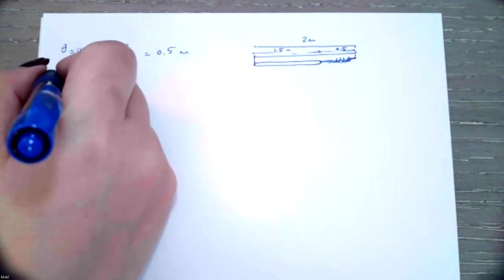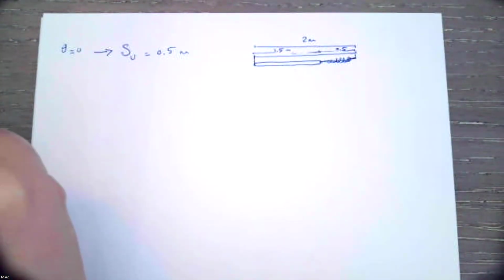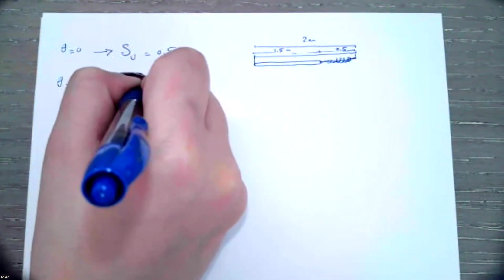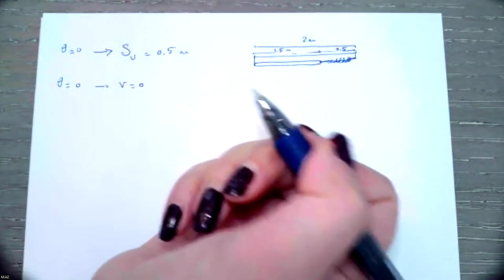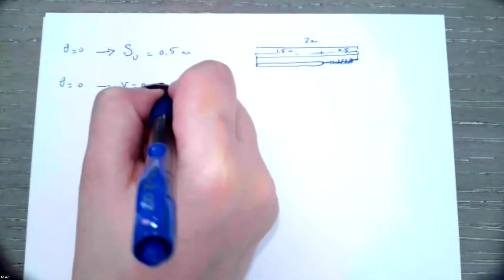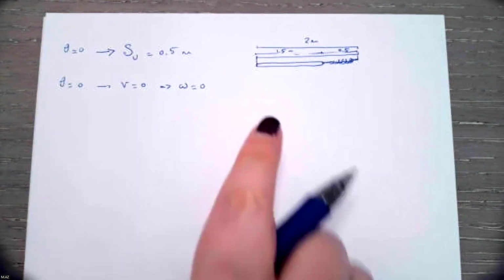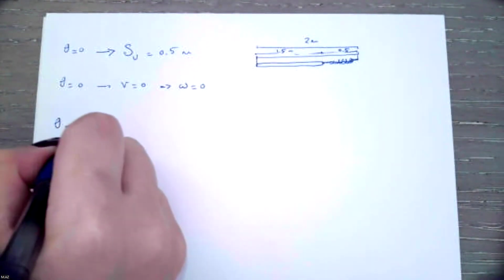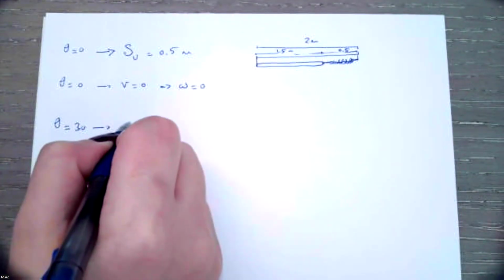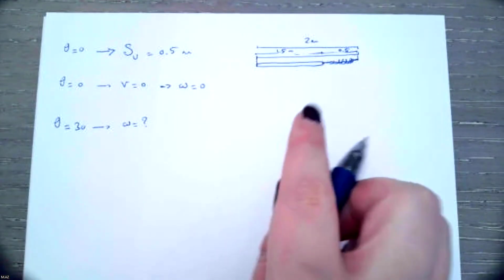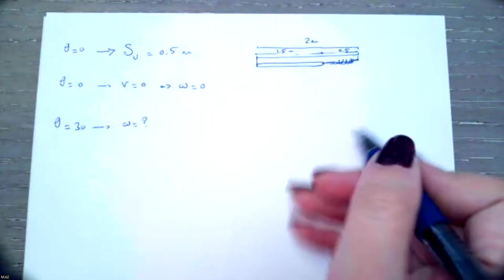Also, the problem mentioned that at theta 0 the system is released from rest. Once the velocity is 0, we can also say the omega for this system will be 0. For these problems, we should find the omega once theta is 30 degrees. The first step, we should draw a free body diagram once theta is 30 degrees.